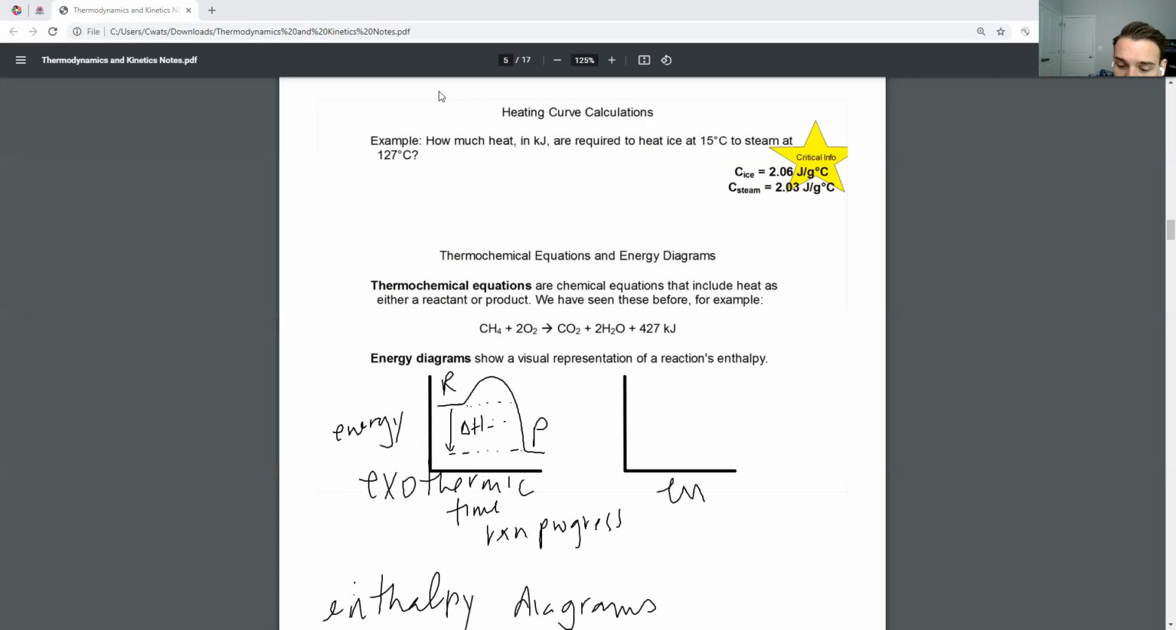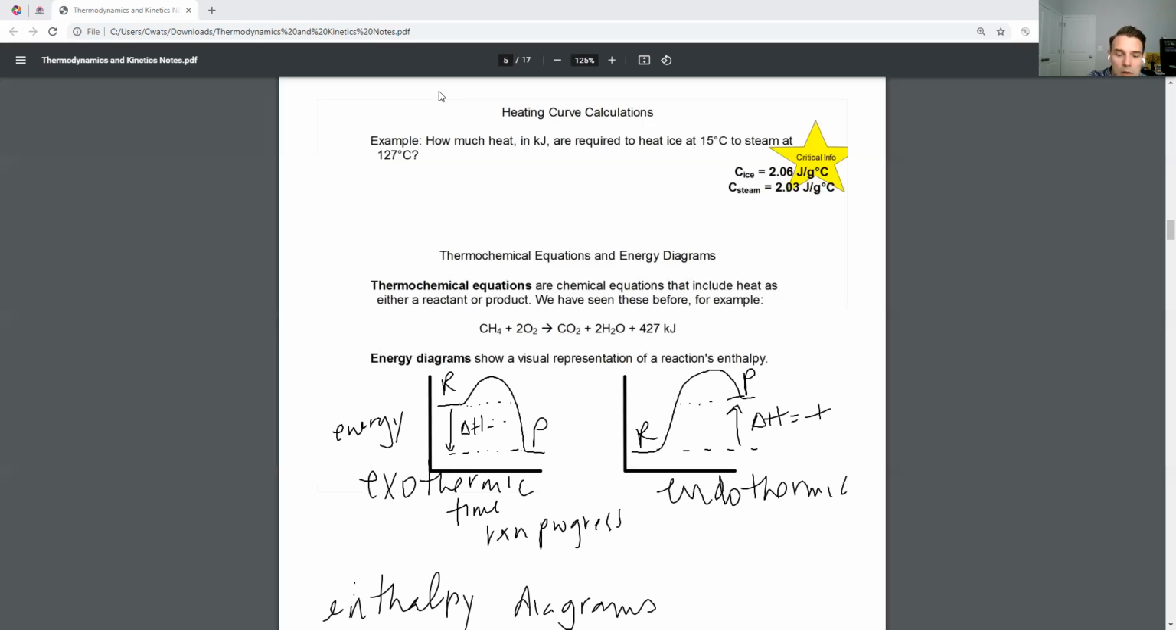So an endothermic one, my reactants are down here and my products are up here. And so you can see my delta H is positive. And that's going to be an endothermic reaction.